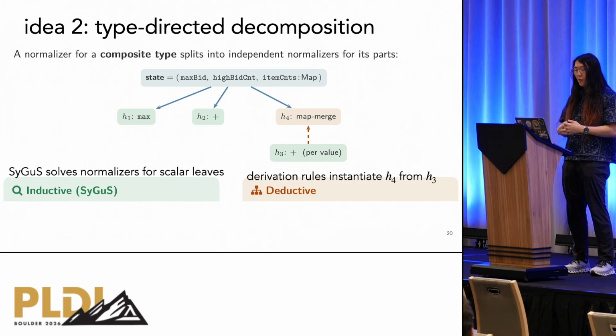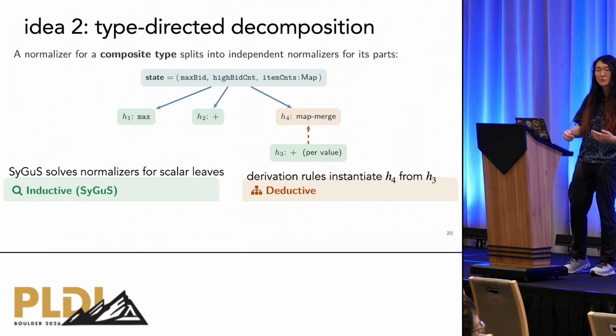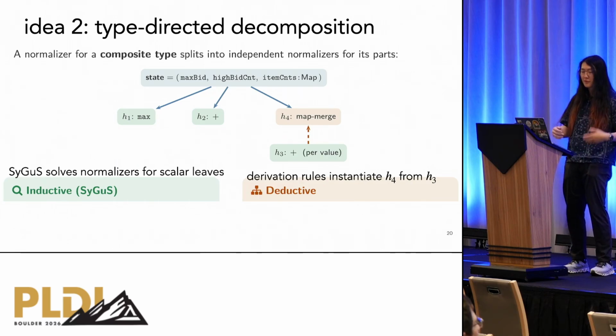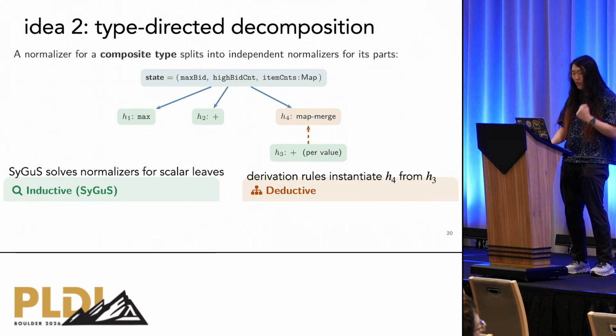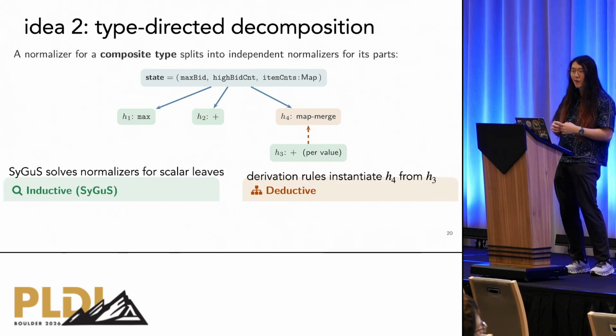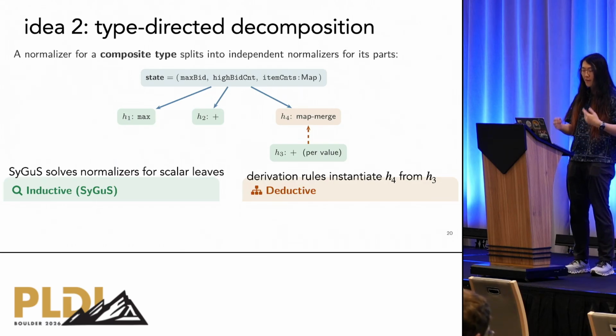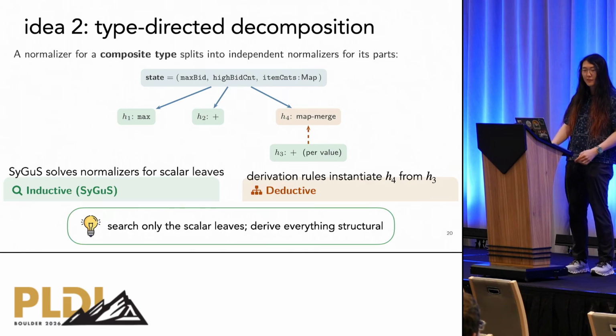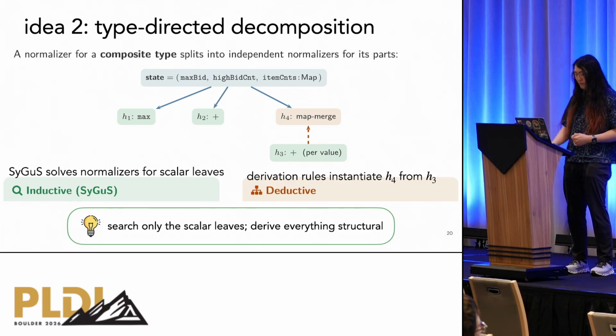On the other hand, once we have these scalar leaves, we're able to use derivation rules to instantiate larger or more complicated normalizers from those leaf normalizers. For example, H4 is instantiated from H3, and H1, 2, and 4 can be put together to make the normalizer for the root normalizer here. So here we are searching only the scalar leaves, and everything else is derived structurally.